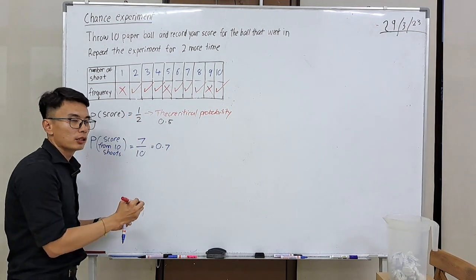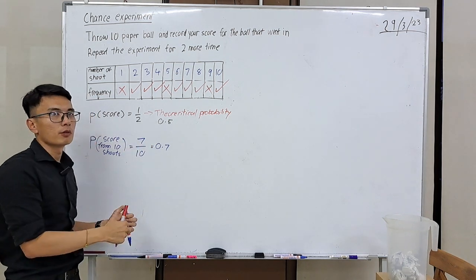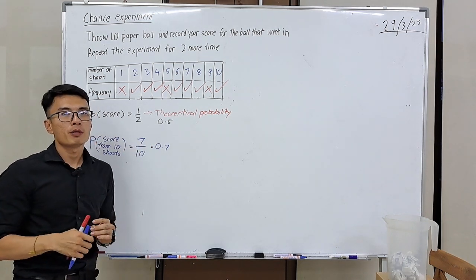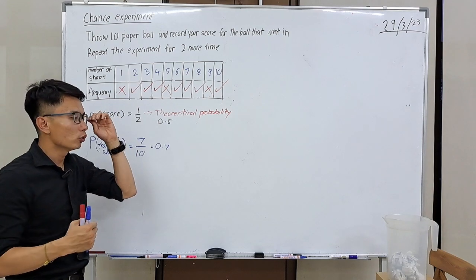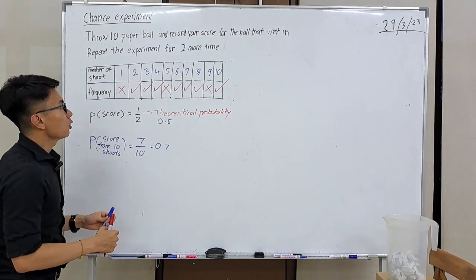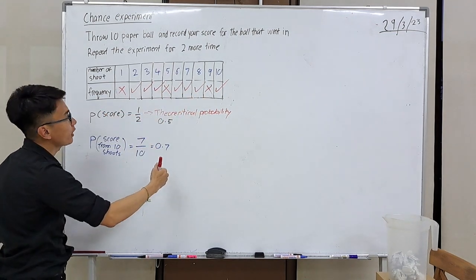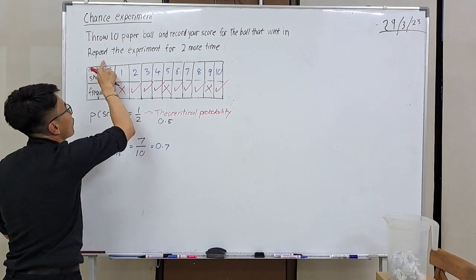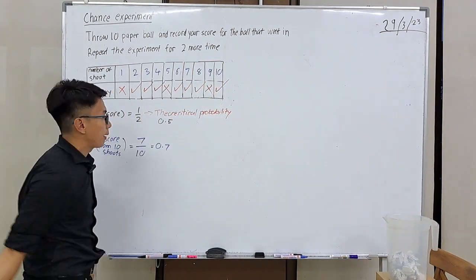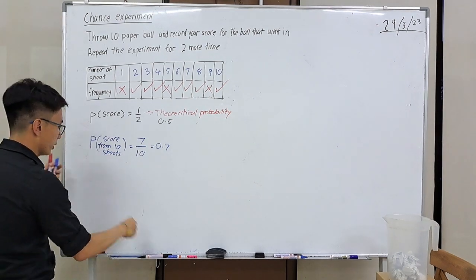But the question is, all right, will this score always be the same, all right? So the more experiment we do, the more accurate is going to be the result, right? So that's why over here, my first 10 shot, I got 7 out of 10. And then I will repeat the experiment for 2 more times over here. Okay? So what I'm going to do is I'm going to draw another table over here.